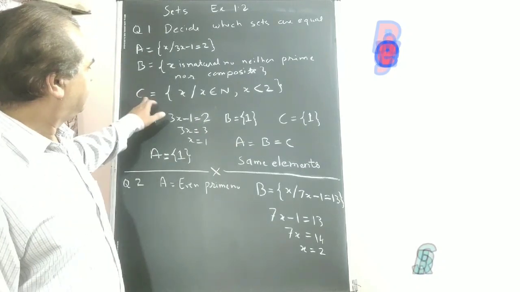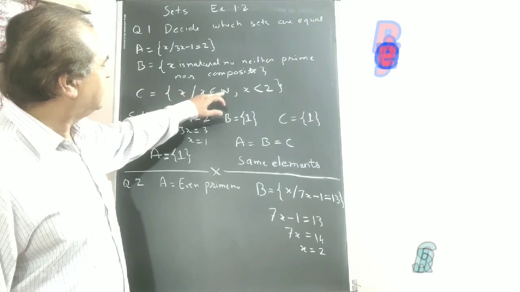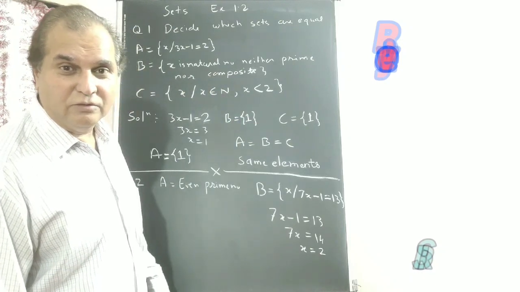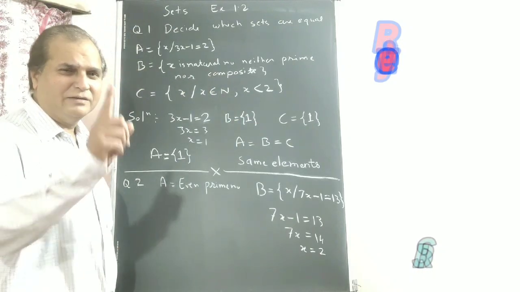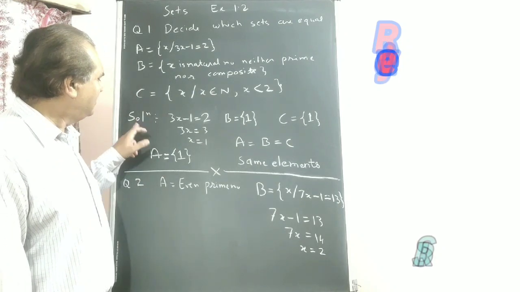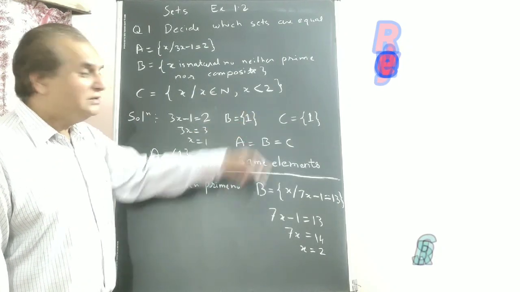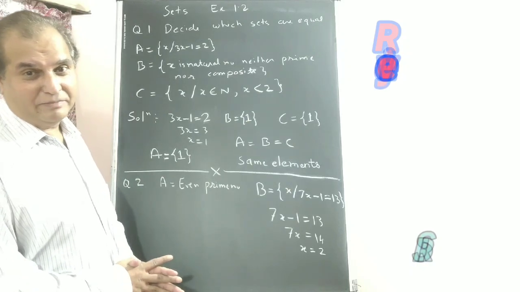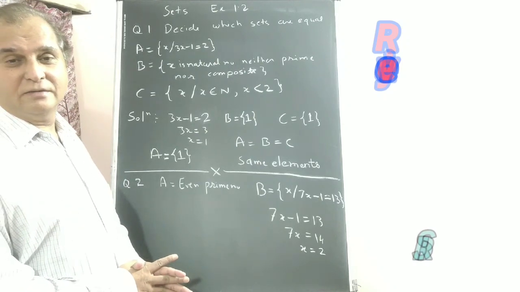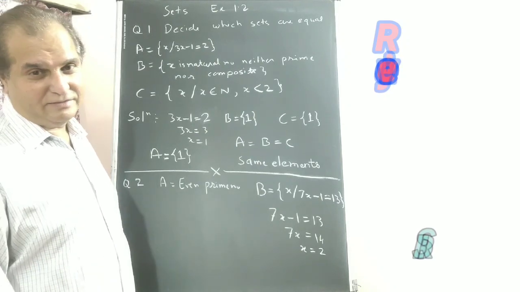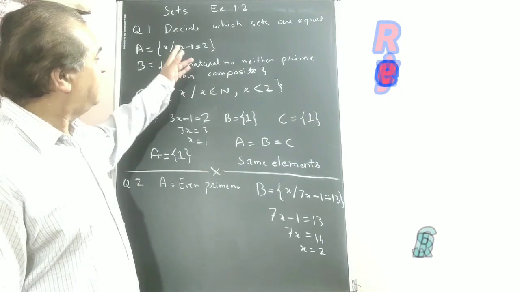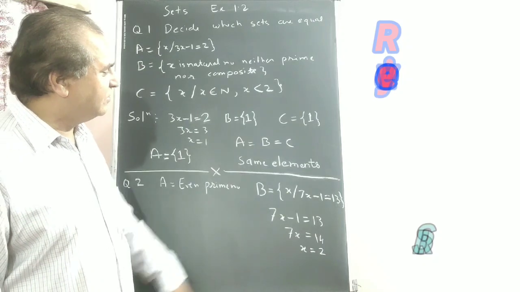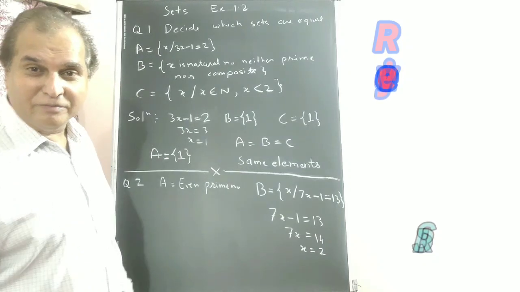Now C set. x from the set of natural numbers, natural number and less than 2. Which natural number is less than 2? Only 1. So A is 1, B is 1, C is 1. If all the elements are the same in two or more sets, then the sets are equal. Rules may be different, but the listing would be the same and the sets are equal. A equal to B equal to C. Understood?